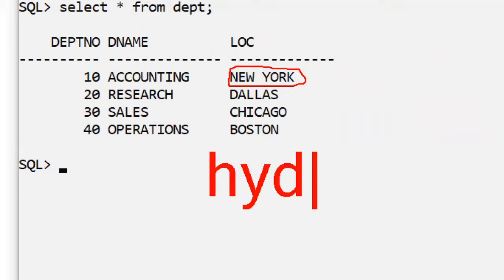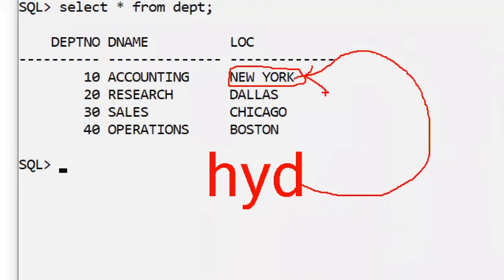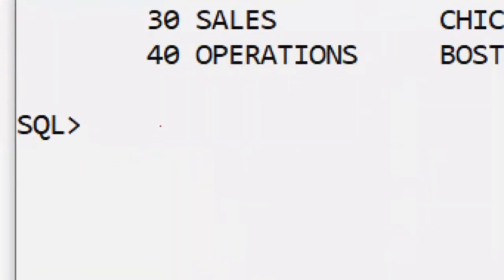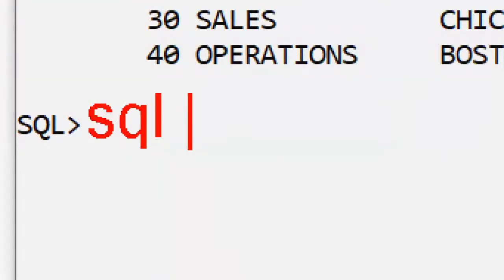Suppose I want to change this New York location into Hyderabad in this relational database. How can I do it? Just at the SQL prompt, using the SQL language. SQL is a very easy language. I will tell you how.